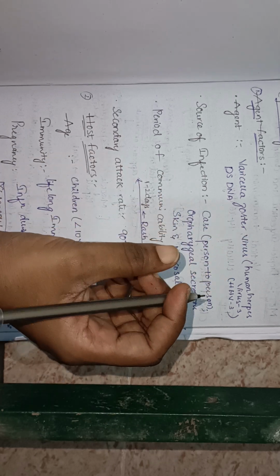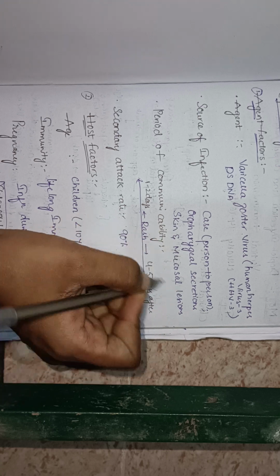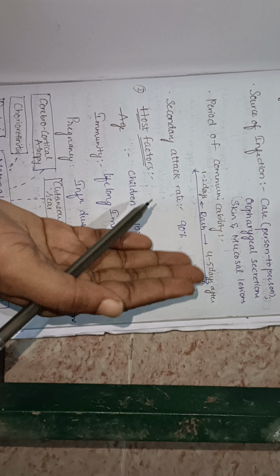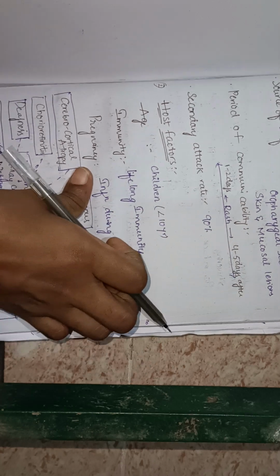Next, period of communicability and source of infection. Sources are cases, oropharyngeal secretion, skin and mucosal lesions. Period of communicability is 1 to 2 days before the rash and 4 to 5 days after the rash. Secondary attack rate is 90.